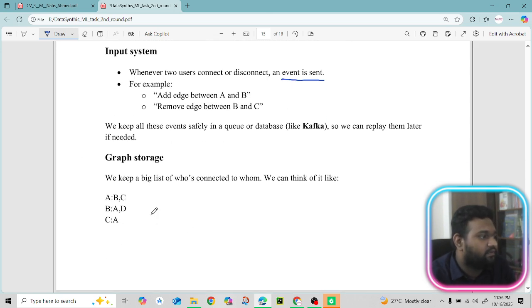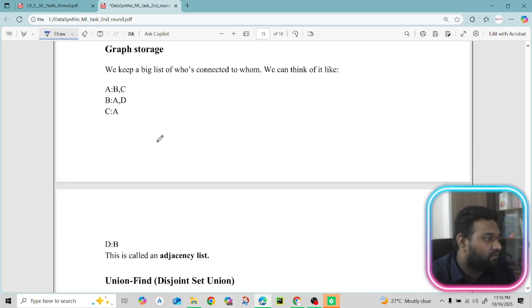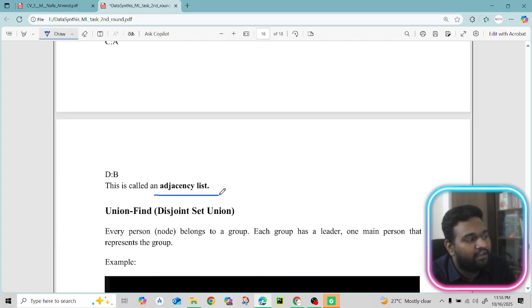Then graph storage: we keep a big list of who's connected to whom. We think of it like A connected to B and C, B is connected to A and D. It's like Facebook friends. So like this, we are maintaining it using an adjacency list.